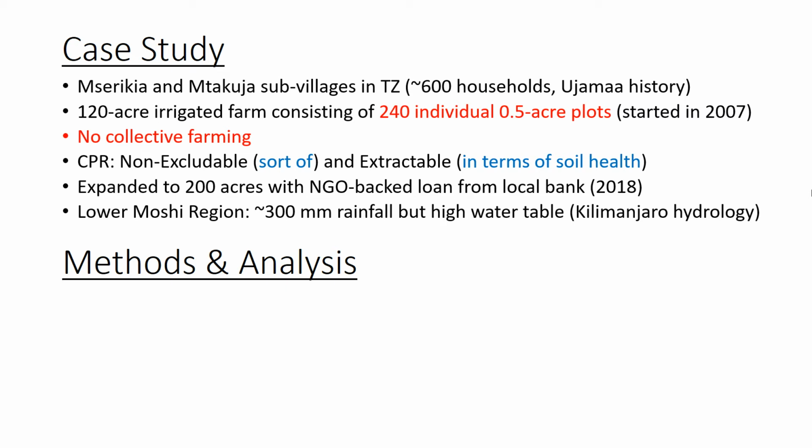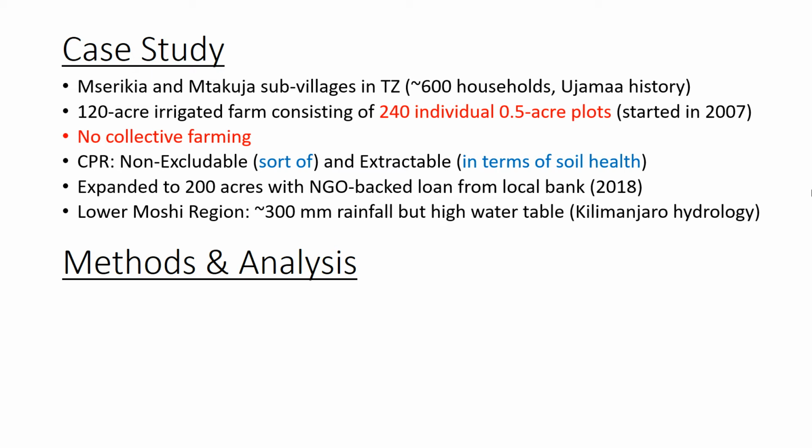Why do we call this a common pool resource? Well, from the farming perspective, it's non-excludable. Everybody in the community gets access to a plot, and it is extractable in terms of looking at soil health. So while there's available water, there's available land, a limited number of land, but really in terms of agriculture, you can look at the soil and soil nutrients that are continuously mined as being an extractable resource.